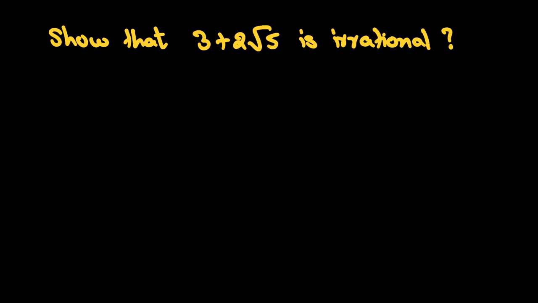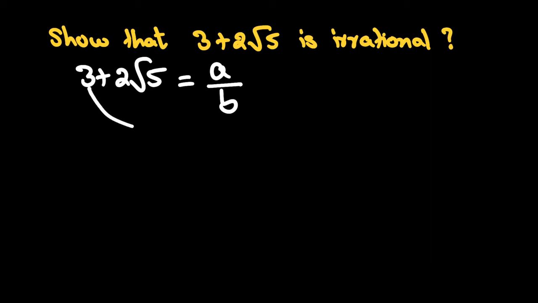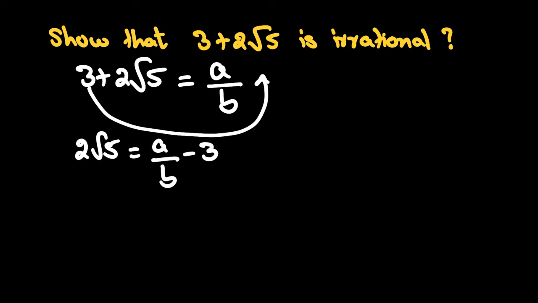Let's try this. Show that 3 plus 2 root 5 is irrational. Let us assume that 3 plus 2 root 5 is a rational number. Then it can be written as a fraction of two integers a over b, where a and b are co-primes. Then let's move the 3 on this side of the equation, we will have 2 root 5 is equal to a over b minus 3.